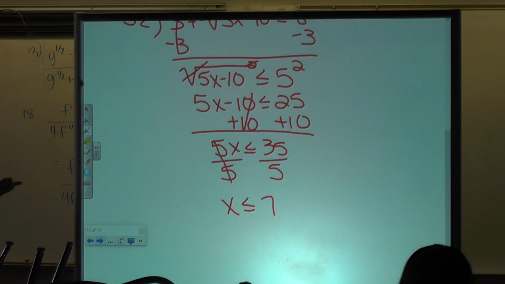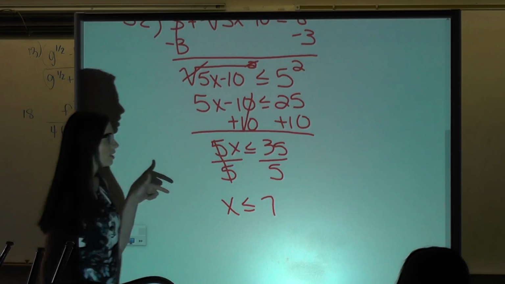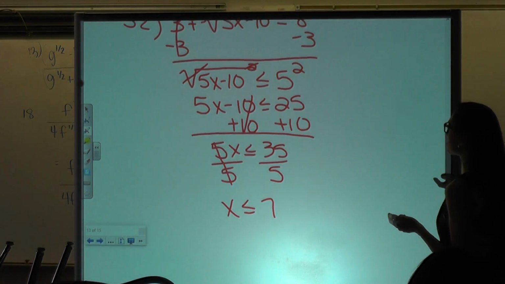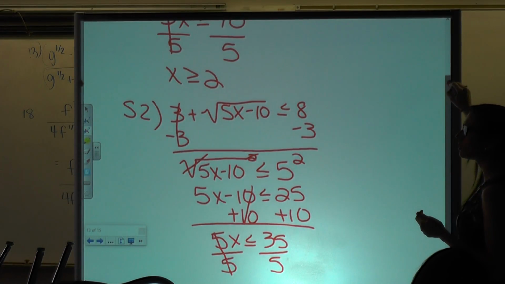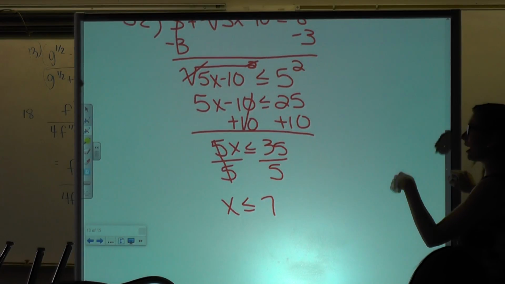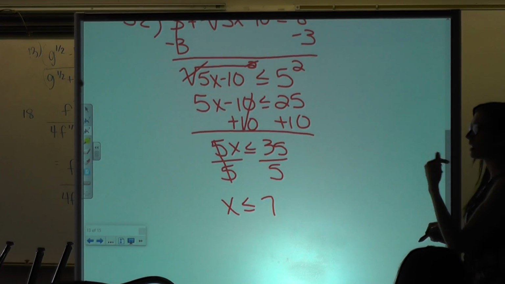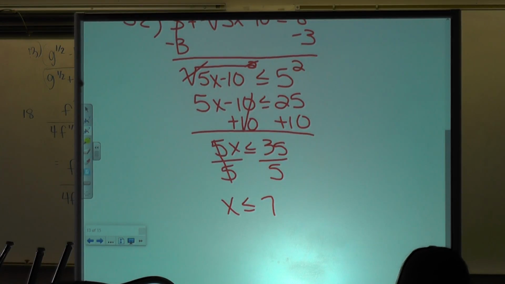So for step 1, it said that x has to be greater than or equal, wait, was it greater than? Yes, greater than or equal to 2. And for step 2, it says that x has to be less than or equal to 7. So that's telling you that your values have to be in between 2 and 7, correct?